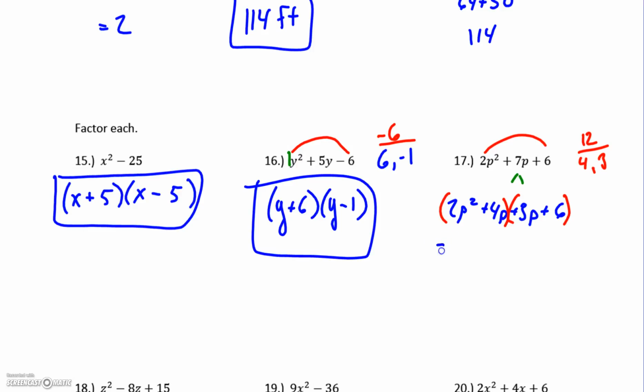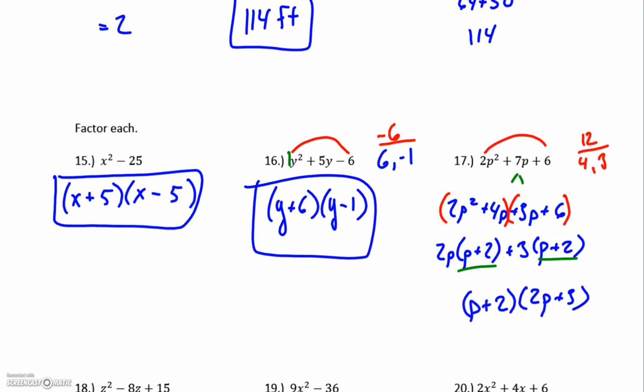Out of the first 2 terms, I can factor out a 2p, which leaves me with a p plus 2. Out of the second 2 terms, I can factor out a plus 3, which leaves me with a p plus 2. And so now I have a common polynomial, this p plus 2. I see it twice, so that means my 2 factors are the p plus 2 along with the 2p plus 3, which is what I'm left with when I take those pieces away. Okay?